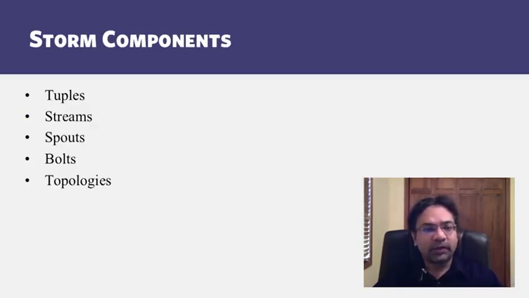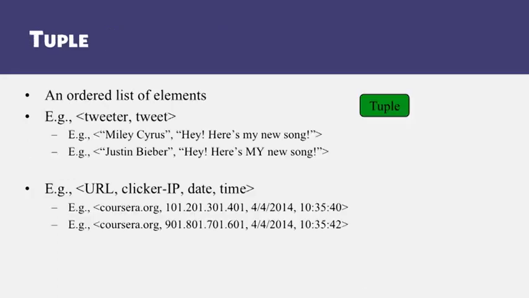So STORM consists of many components, and the 5 major keywords in STORM are tuples, streams, spouts, bolts, and topologies. We'll study what these are over the next few slides. So a tuple is essentially an ordered list of elements. For instance, a tuple might be, in the Twitter world, a tweeter followed by the tweet itself. For instance, a tuple might be the tweeter name, which is Miley Cyrus, followed by the tweet which says, hey, here's my new song.